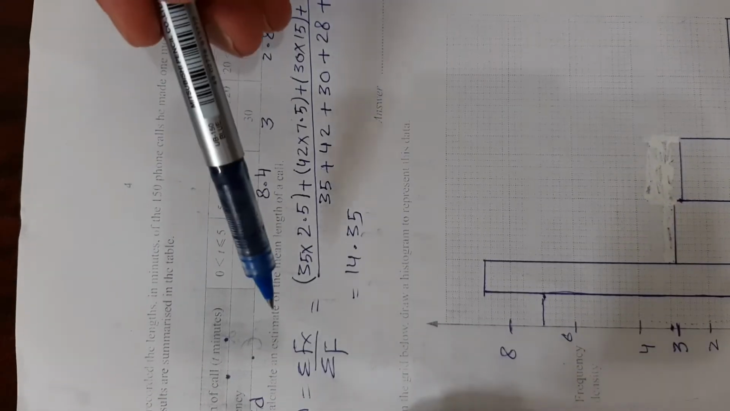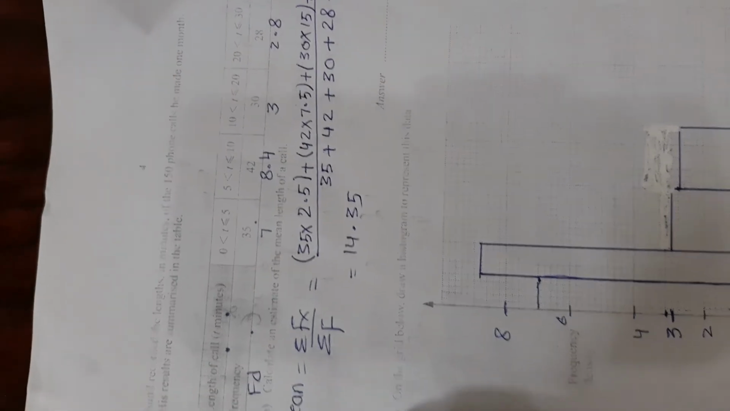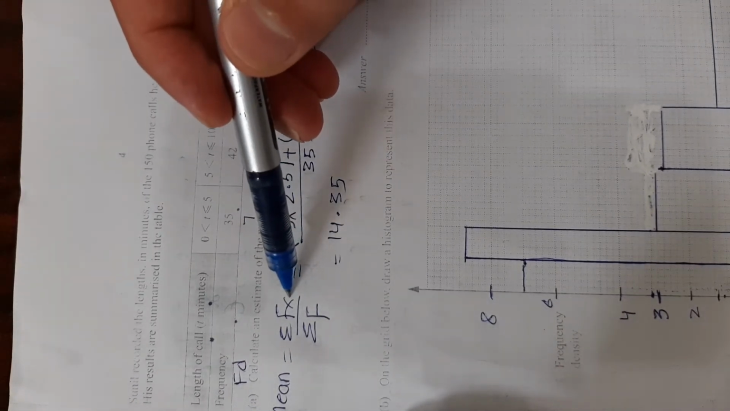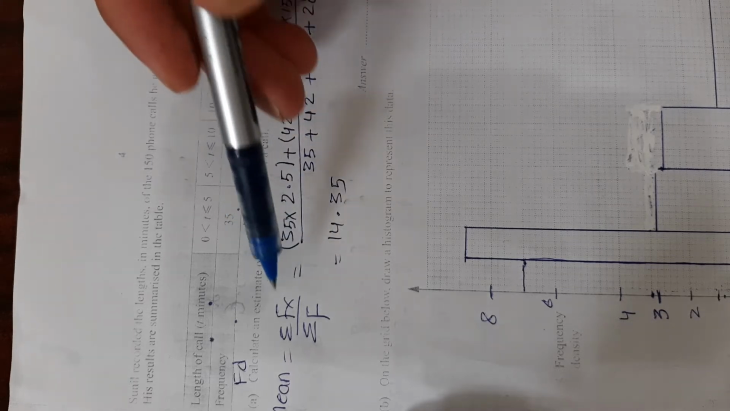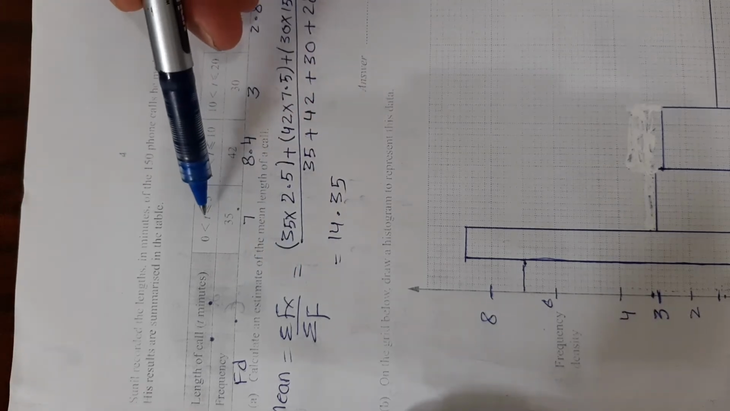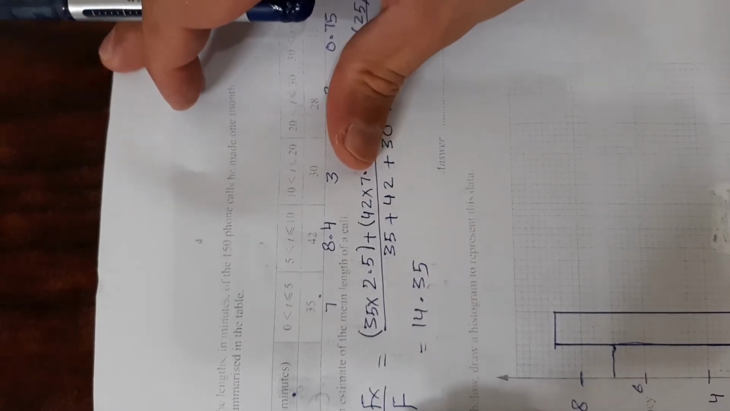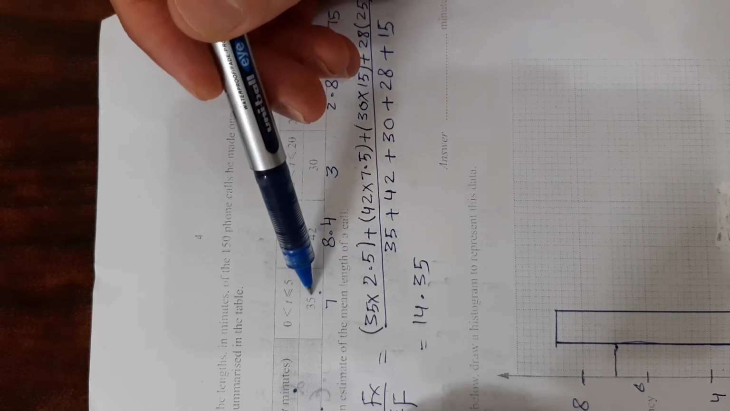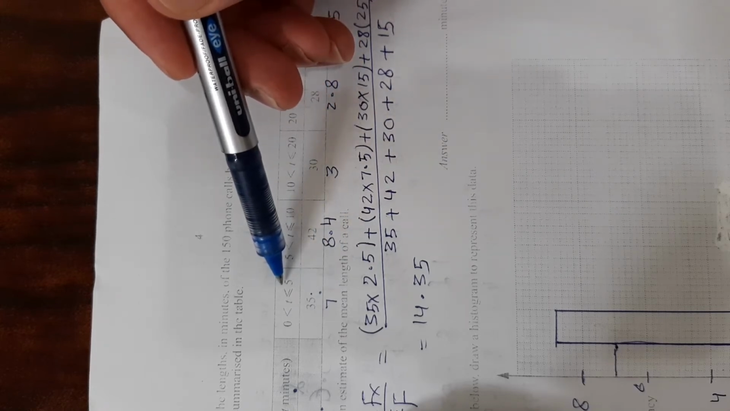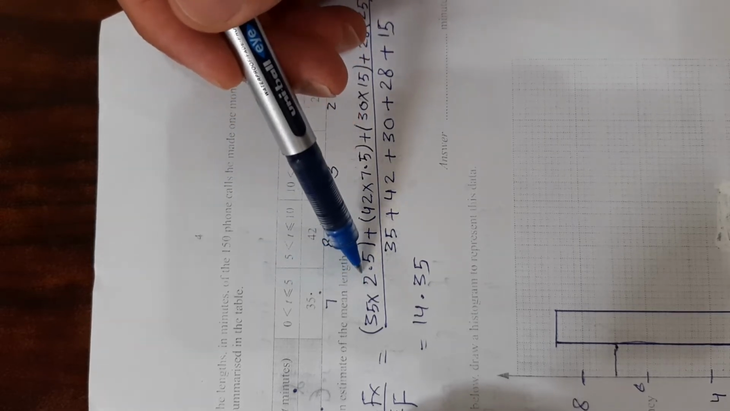Part A is: calculate an estimate of the mean length of a call. Now mean can be calculated by using the formula summation fx over summation f. For the mean, you have to multiply frequency with x, where x is the mid value of each class. So finding fx and summing them, this is f and x is the middle value of this class. The middle value of 0 and 5 is 2.5. So mid value 2.5 into frequency 35 is fx.